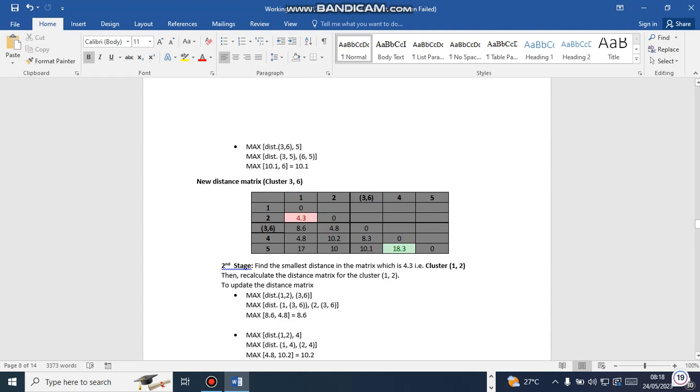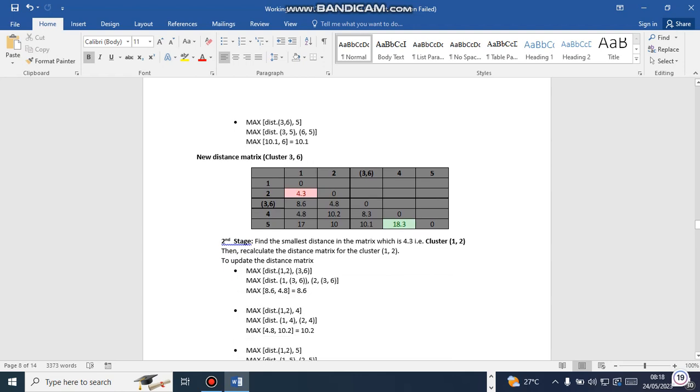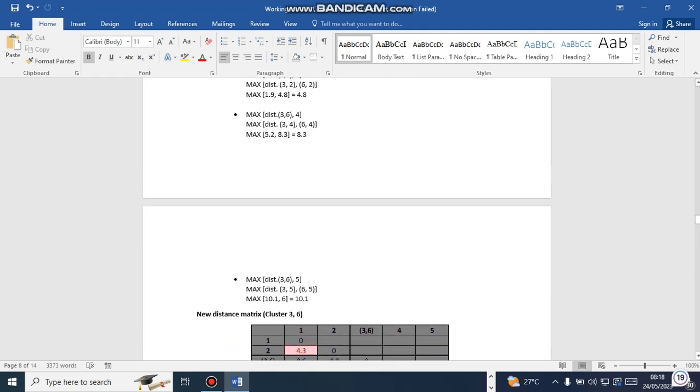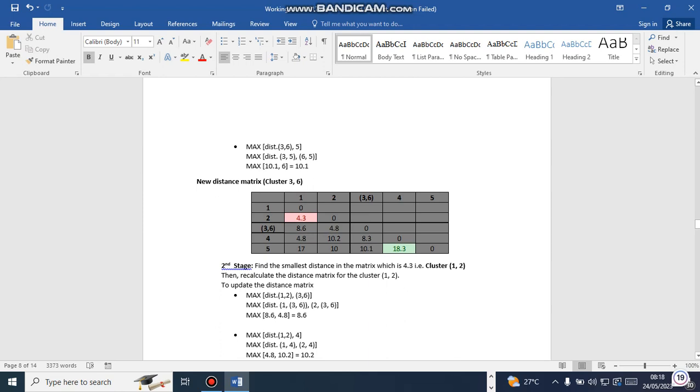So we are going to calculate the new distance for cluster 6 and 3. This is our new table. You see that 6 and 3 is now matched together into one cluster. We remove the values we have and replace them with the new numbers picked from the first stage. So the table will become this: 0, 4.1, 4.3, then this 8.6. These are the values we're going to input.